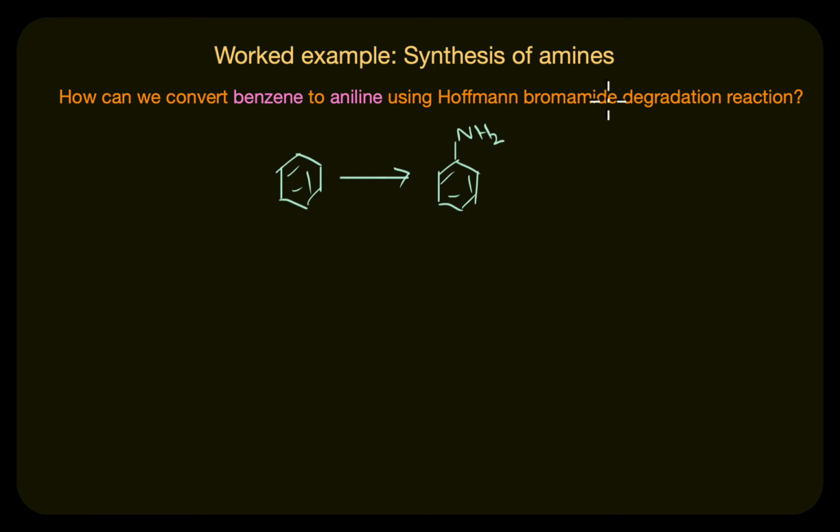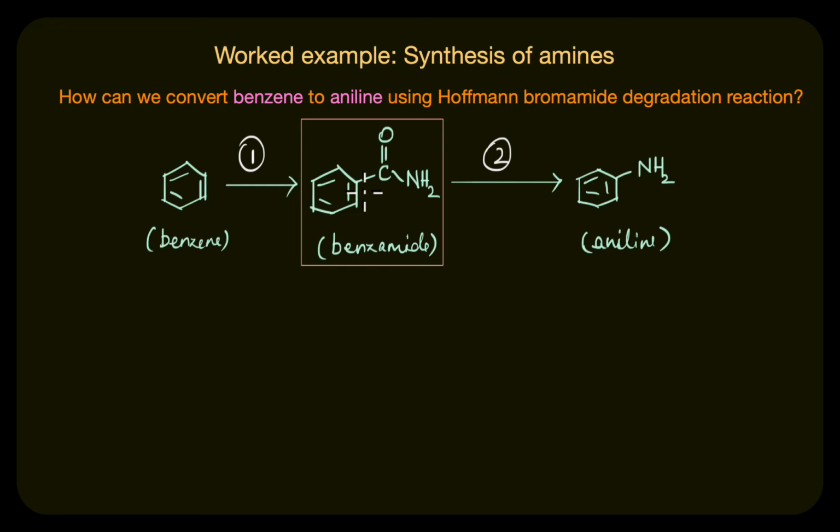And how do we do this? So let's go back and recall what exactly happens in Hoffmann rearrangement. We get a primary amine from an amide, right? So where's the amide here? So basically we need to do this. We have to convert a benzene first to benzamide and then employ Hoffmann rearrangement to get aniline. So that is how we need to go ahead. We have to break this reaction into two parts. First, how to get benzamide from benzene, and second, how to get aniline from this amide.